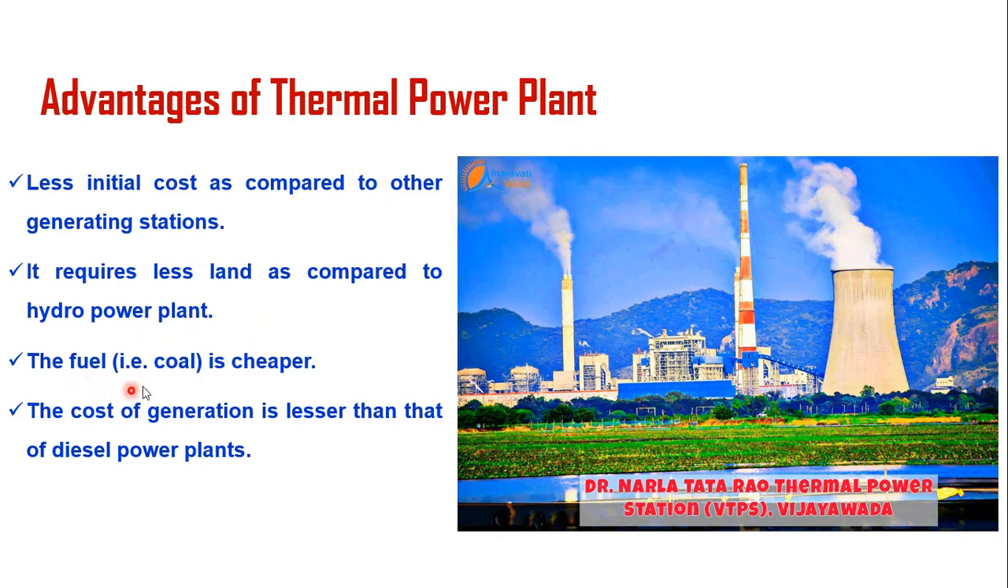And the fuel, that is coal here, coal is cheaper, but when you go for diesel or gas, then the fuel cost is high. But for a coal thermal power plant, the fuel is cheaper. And one more thing, the cost of generation is lesser than that of diesel power plants. If you use diesel, then the cost of generation is higher. But here the cost of generation is lesser.